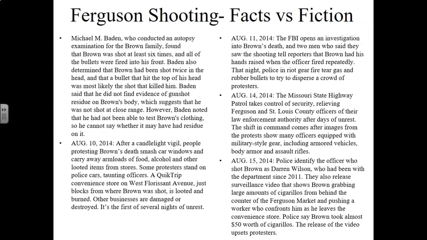August 15th, police identified the shooter officially as Darren Wilson, who had been with the department since 2011. They also released surveillance that shows Brown grabbing a large amount of cigarillos from behind a counter of a Ferguson market and pushing a worker who confronts him as he leaves. Police say Brown took almost $50 worth of cigars or cigarillos. The release of the video upsets protesters because they basically say, what does this have to do with the shooting? That even if he did do that, that's not worth being shot over.